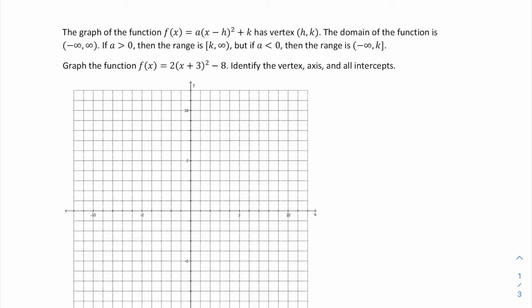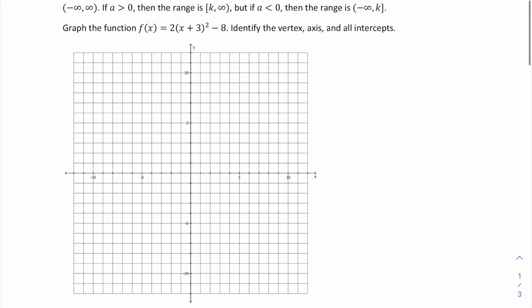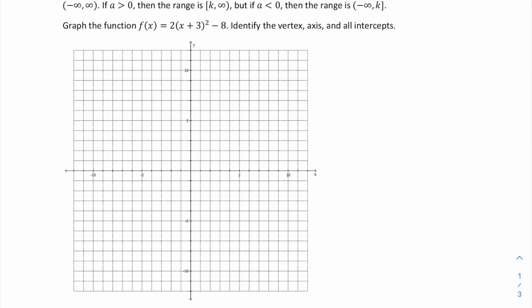So let's go ahead and graph this function. They want us to identify the vertex, the axis, and all the intercepts. The first thing I'm going to do is take the independent variable of the squaring function here, which is x plus 3, and set it equal to 0 to find the axis of symmetry. That axis is a line where the vertex is going to be plotted.